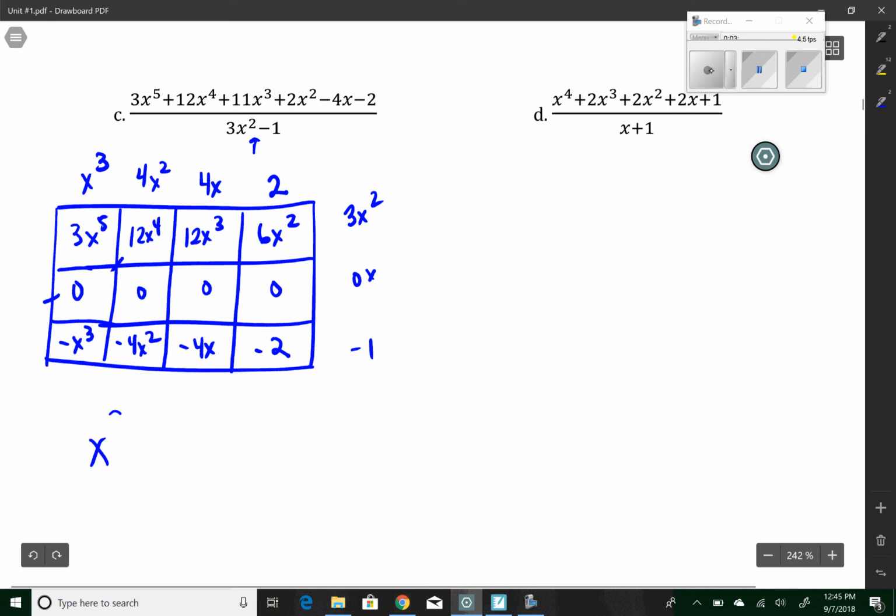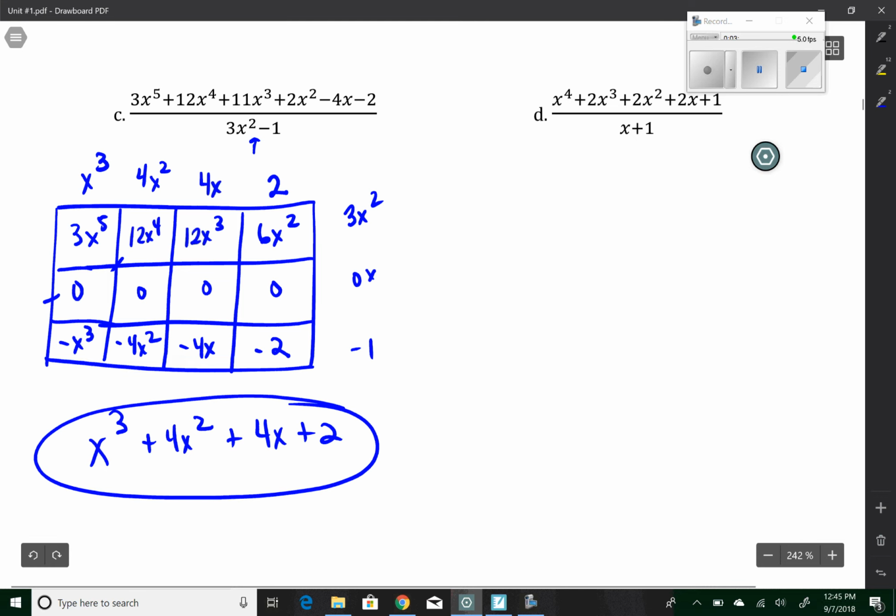So our final answer is a cubic. X cubed plus 4x squared plus 4x plus 2. Last one, we have x and 1.